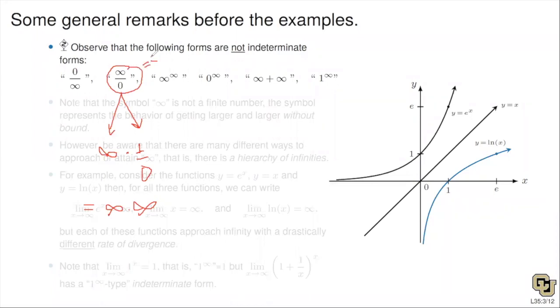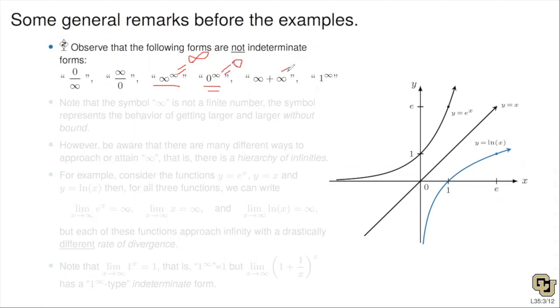If you get infinity times infinity in a limit, that's going to equal plus or minus infinity, depending on what's going on with the signs. So yeah, similarly, infinity to the infinity is equal to infinity. It's not indeterminate. 0 to the infinity is just equal to 0.